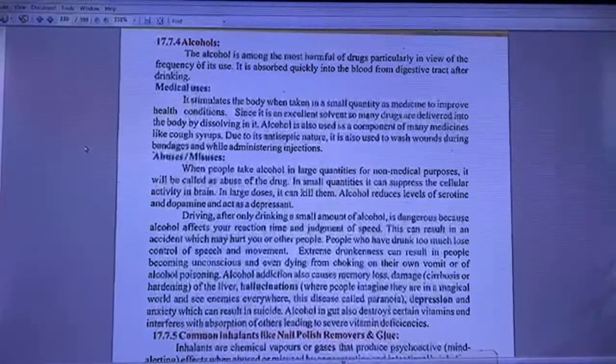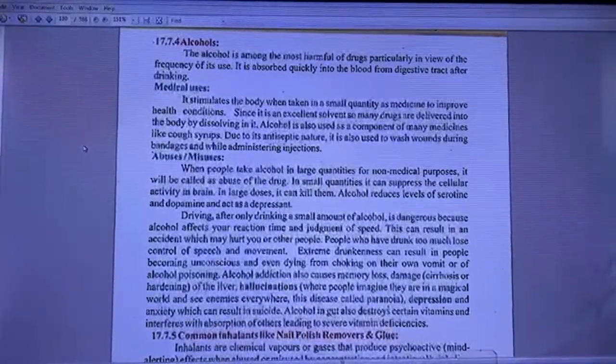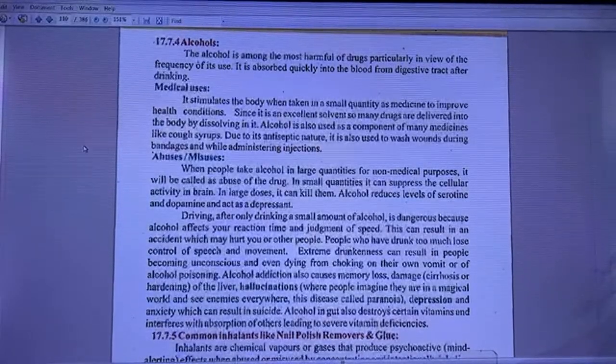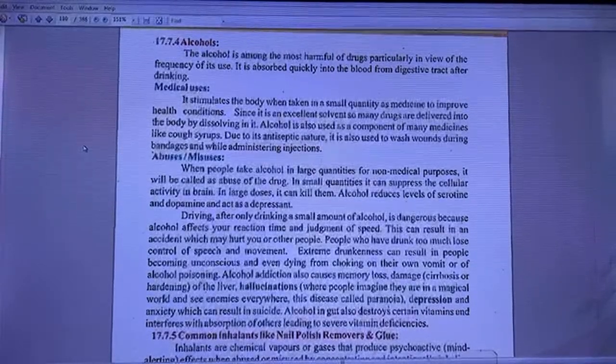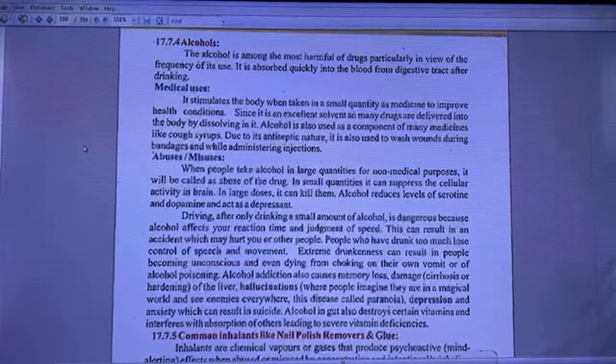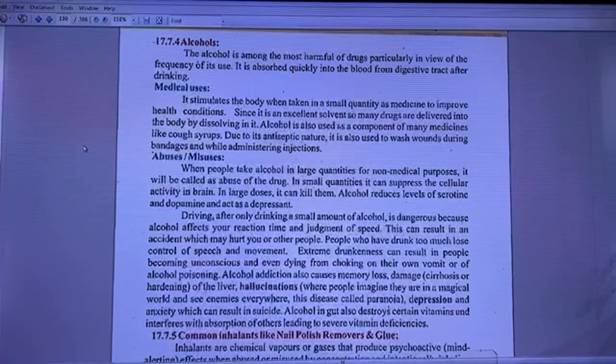So many drugs are delivered into the body by dissolving in it. Alcohol is also used as a component of many medicines like cough syrups. Due to its antiseptic nature, it is also used to wash wounds during bandages and while administering injections. Misuse.